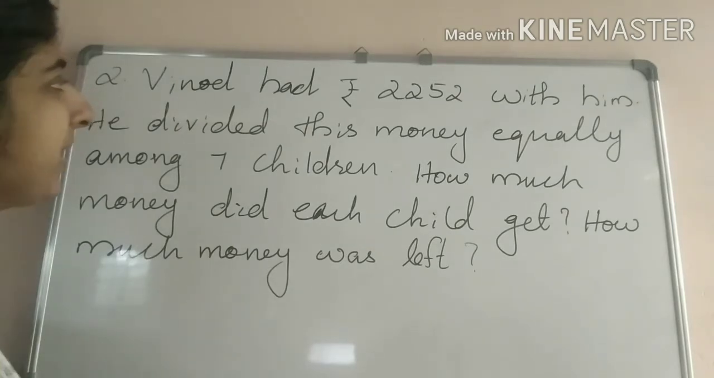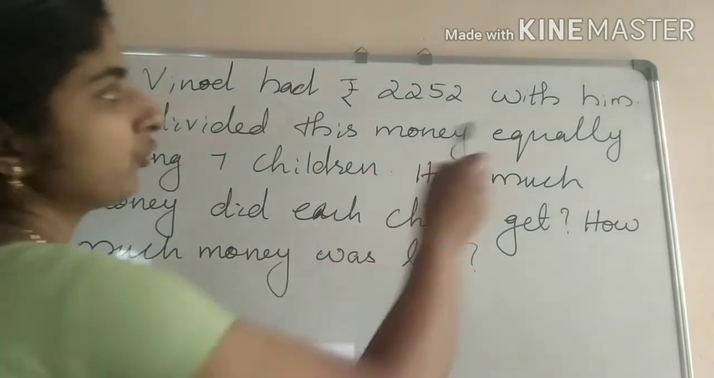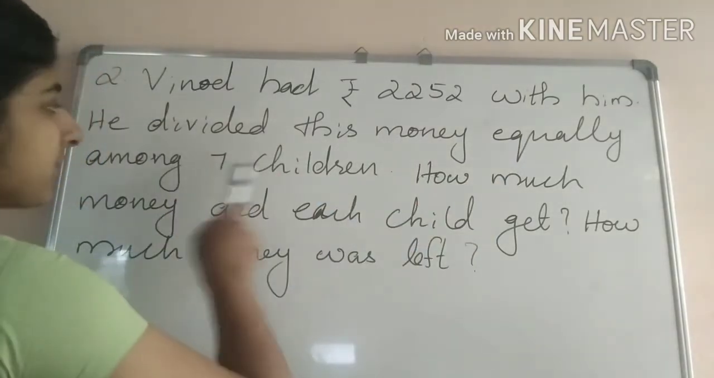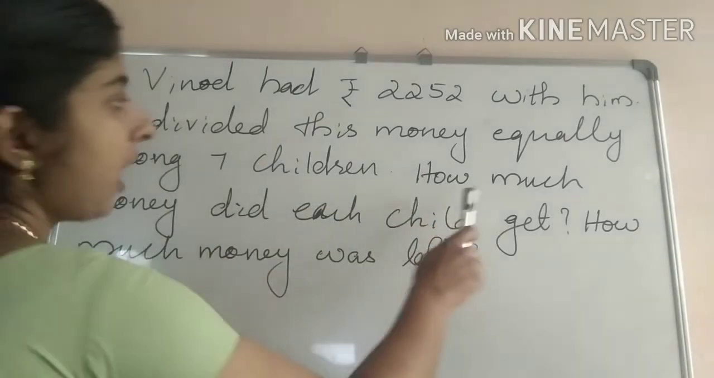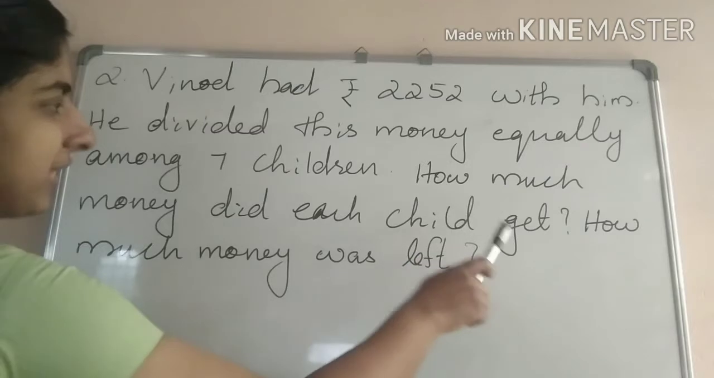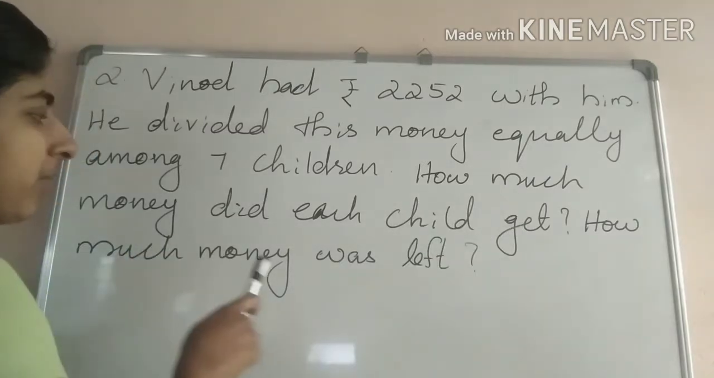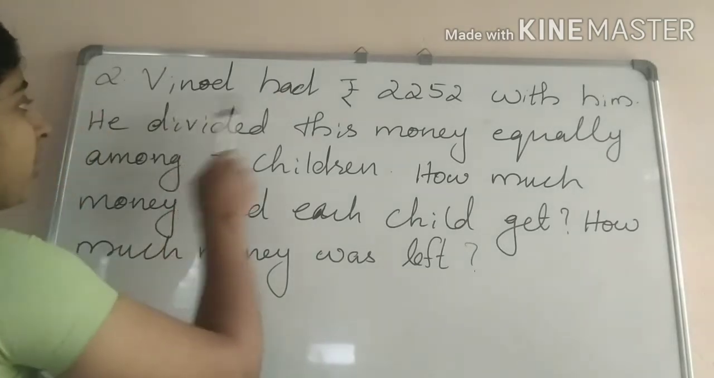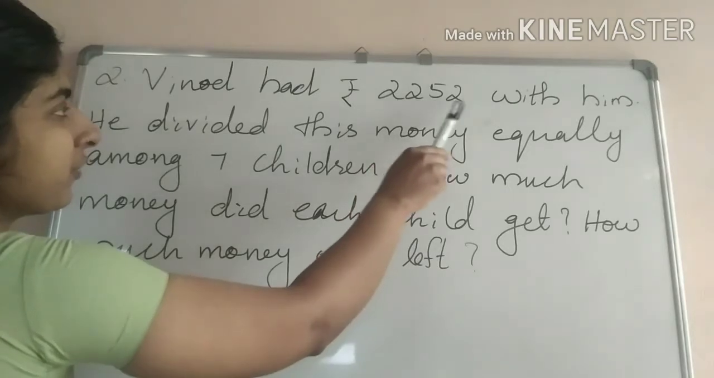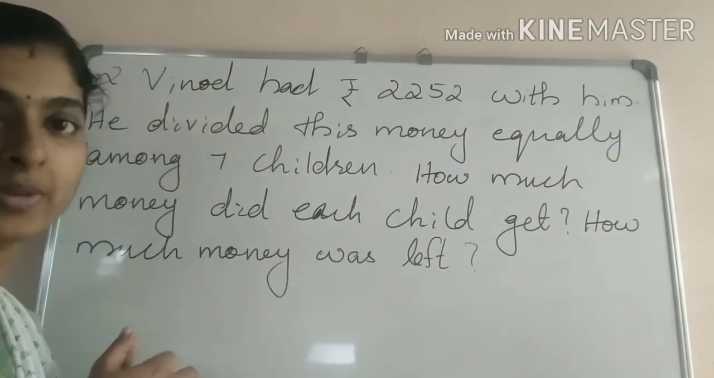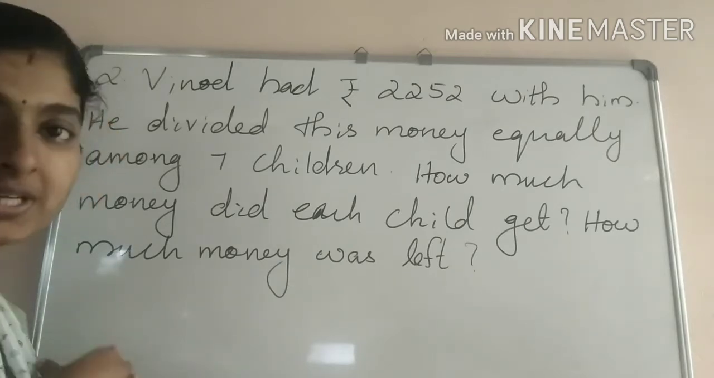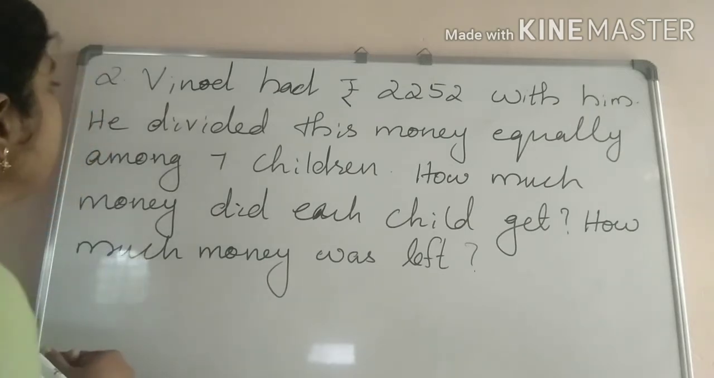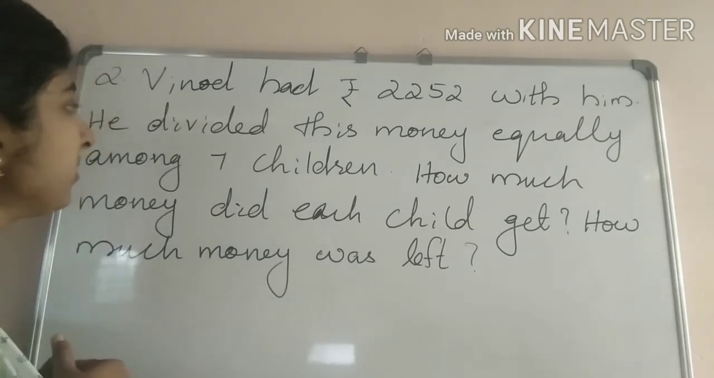Next, you see the second question. Vinod had rupees 2252 with him. And he divided this money equally among 7 children. Then how much money did each child get? How much money was left? What's the meaning of this question? See, Vinod had rupees 2252 with him. Then he divided this money equally among 7 children.